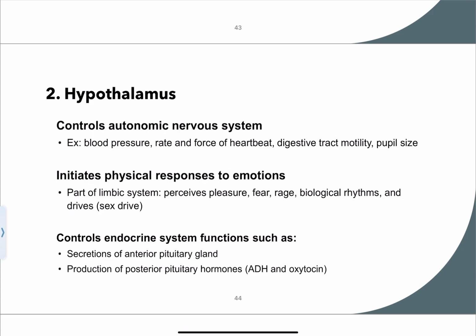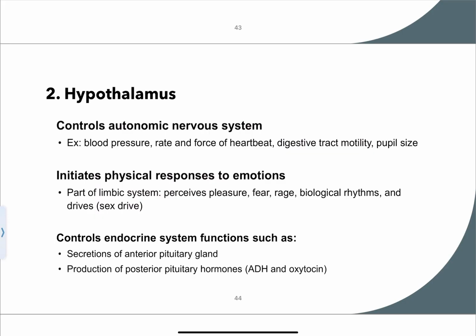So the hypothalamus can help influence things like our blood pressure, if we're talking about smooth muscle, the rate and force of heartbeat, if we're talking about cardiac muscle, also our digestive tract motility, even our pupil size, and some other functions of visceral organs.